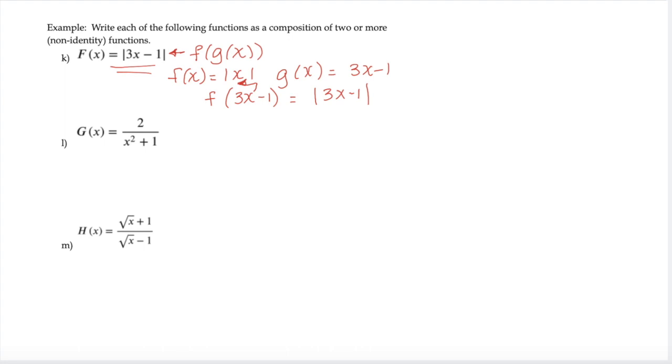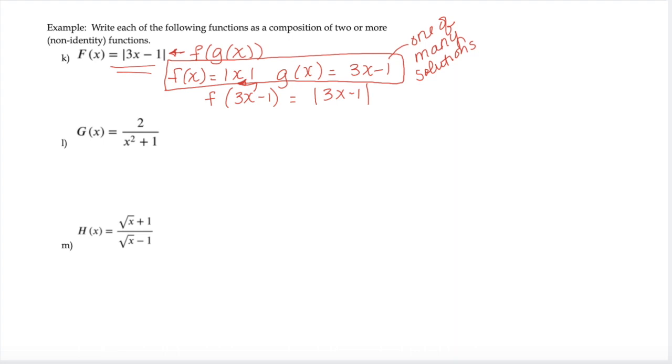So my f function and my g function are the two functions that when I put the composition function together provided me with the absolute value of 3x minus 1. This is one of many solutions that would work in this situation. So just note that there's not a one size fits all.